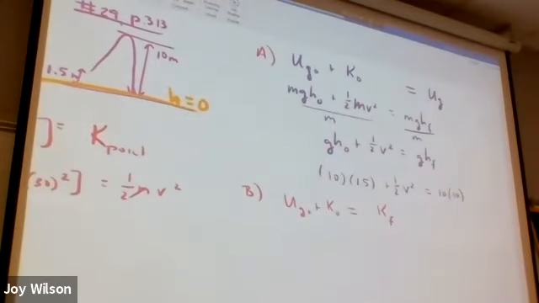The thing about conservation of energy is that if you know the energy anywhere, you know it everywhere, as long as there's no friction. If there's friction, friction is always removing energy from your system, which makes it much more difficult to deal with.